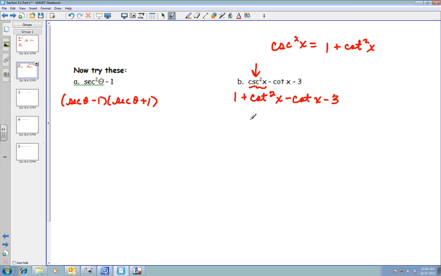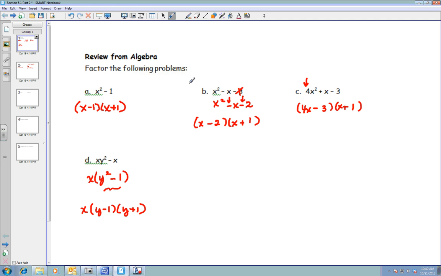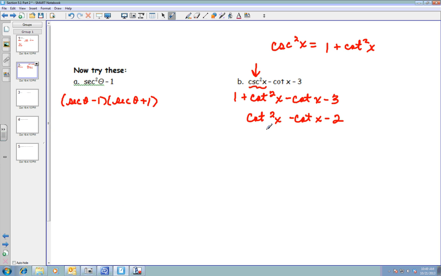Now I'm going to combine like terms. I can combine this 1 with this negative 3. So now I would have cotangent squared x minus cotangent x minus 2. And if you look back at the first problems that we have, this is this problem, x squared minus x minus 2. But instead of x's, I have cotangents. See, x squared minus x minus 2. So I can factor this.